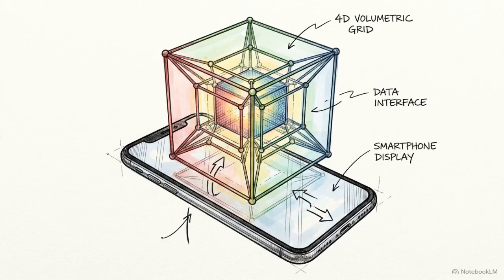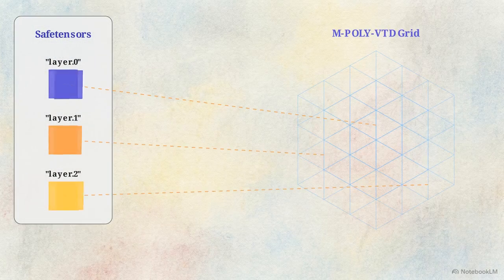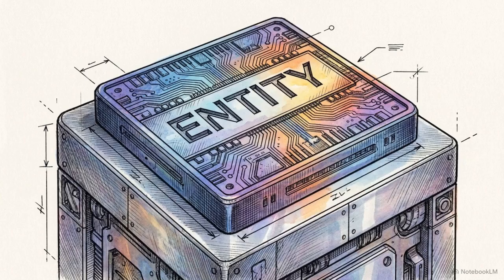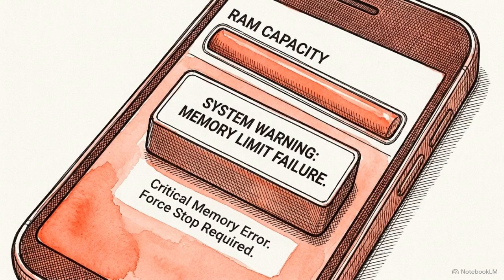Deploying this complex topology to devices at the edge requires a specific translation layer. We need a way to map those flat SafeTensor dictionaries directly into a rigid volumetric space. The solution is a custom binary artifact called the entity format. Without a dedicated container, the metadata and serialization overhead required to track these mixed precisions bloats the file beyond the storage and RAM limits of typical mobile hardware.